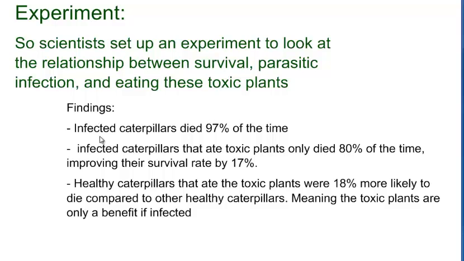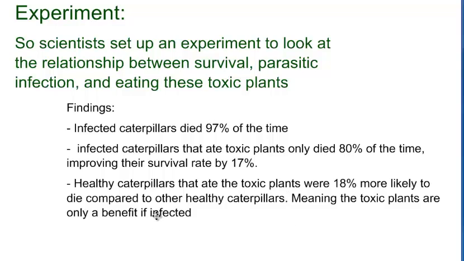Here's what they found. That infected caterpillars died 97% of the time. All right, so they found it was a death sentence if you got infected with this parasite. They found that infected caterpillars that ate toxic plants only died 80% of the time, meaning they had a 17% survival increase. Healthy caterpillars, on the other hand, that ate the toxic plants died compared to other healthy caterpillars. So toxic plants only benefit you if you're infected.